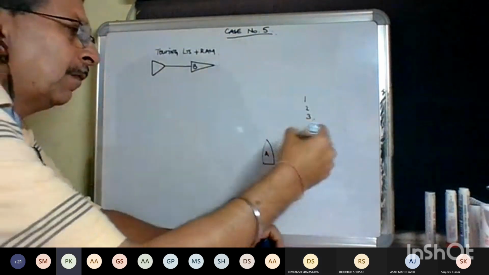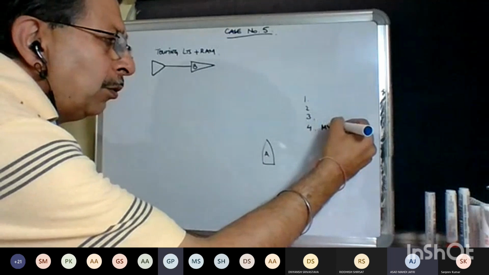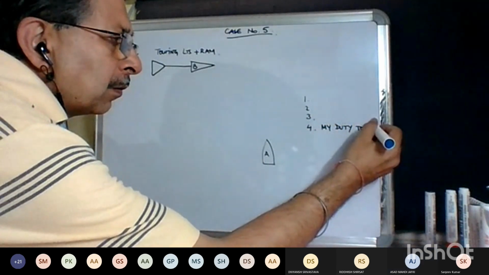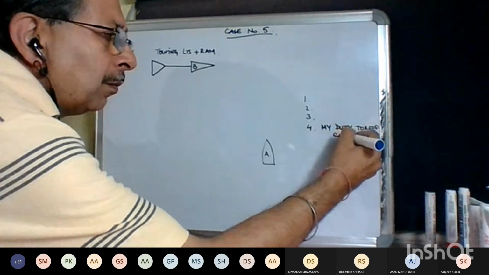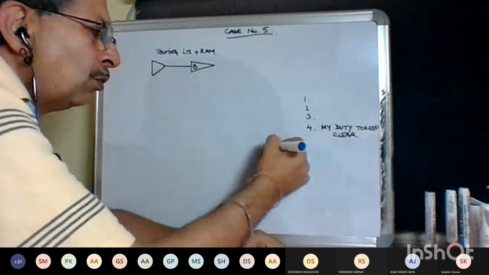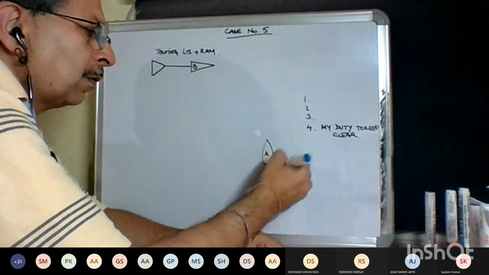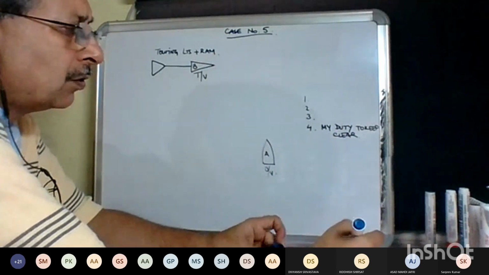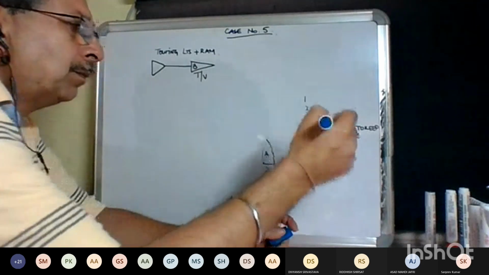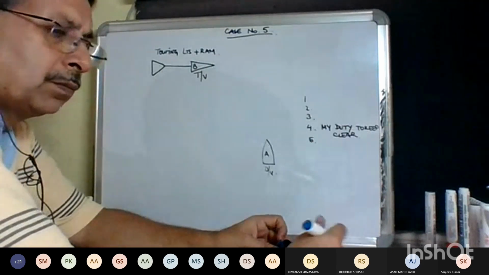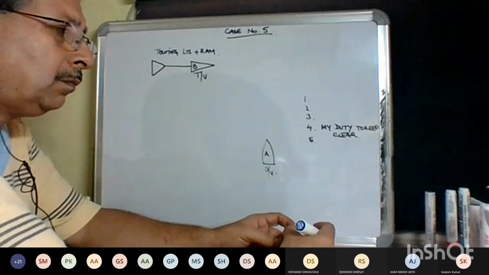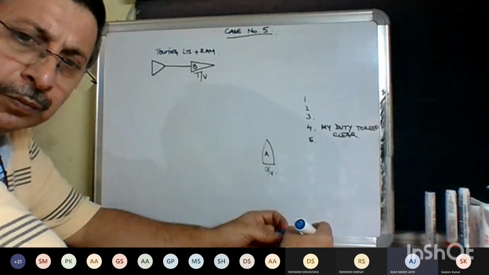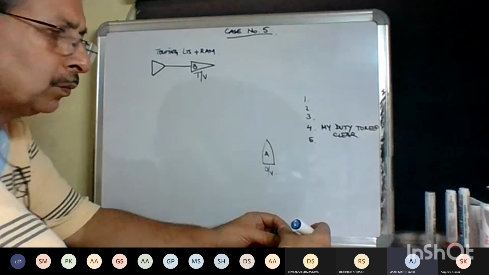Vessel A, sir. So my duty to keep clear. This is my own vessel. This is target vessel. So, what action would you like to do? We can alter to port and starboard both according to rule number 18.